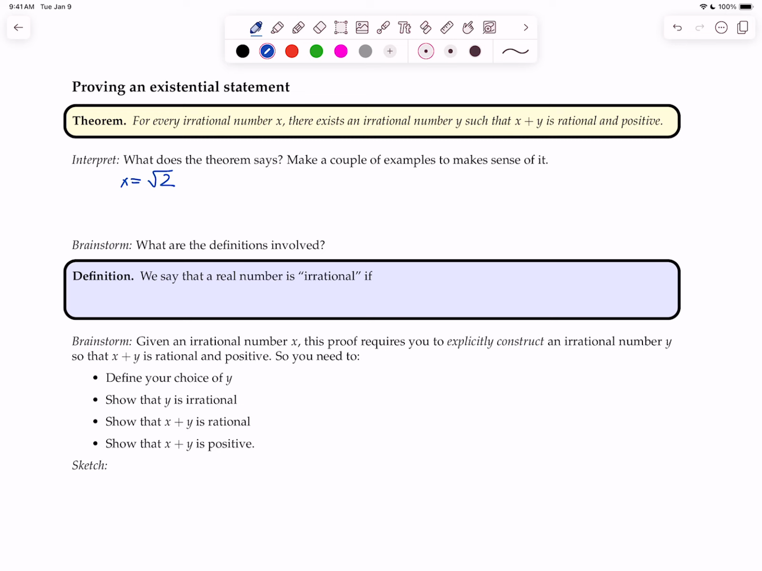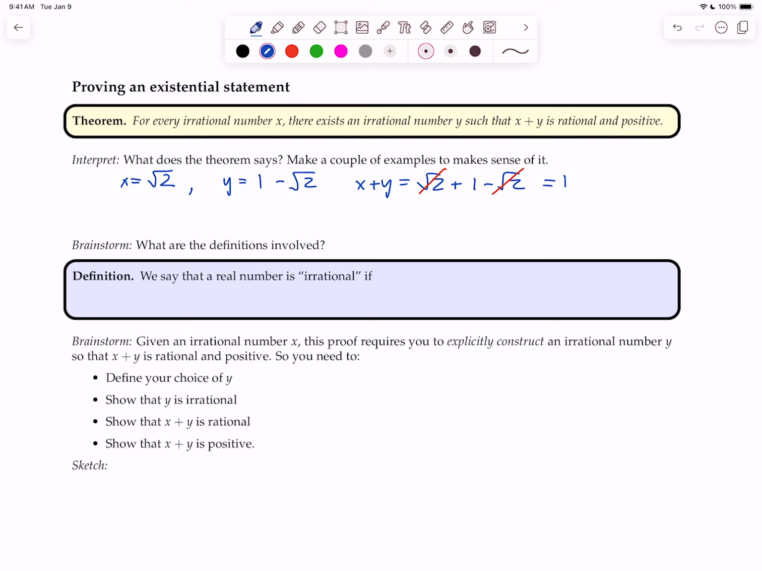Well, maybe if I just did y equals negative square root 2, if I wanted to cancel it out, that's good because now it's going to be rational. I'd get x plus y is 0, but there's a problem that it needs to also be positive. So maybe I could just bump y up a bit, and then we'll get something positive. What if I did negative square root 2 plus 1? Then I get square root 2 plus 1 minus square root 2. Those two cancel, and then I get 1. Okay, this is looking good.